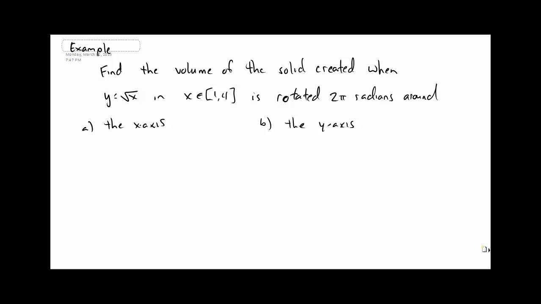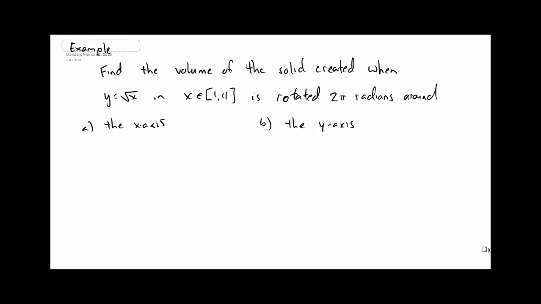So, find the volume of the solid created when y equals square root of x, in x is an element of 1 to 4, is rotated 2 pi radians around both the x-axis and y-axis, of course done separately, not at the same time, because that would just be absolutely ridiculous.